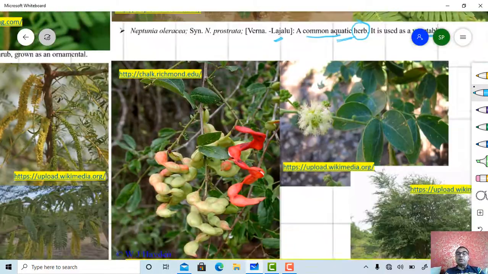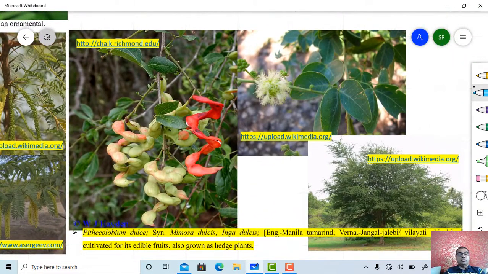Then the next plant is Pithecellobium dulce, or this plant is also called Mimosa dulcis, okay, or Inga dulcis. So Pithecellobium plant, in Marathi it is called Vilayati Chinch. If you see, this one is a fruit of the Pithecellobium dulce plant.